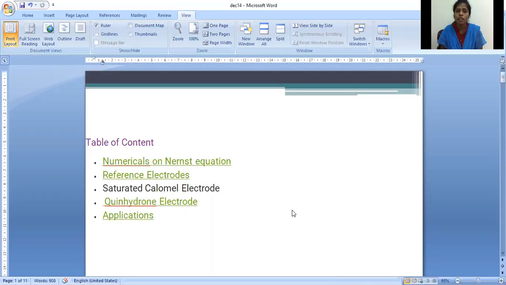So now in this session, I'm going to explain numericals on the Nernst equation and reference electrodes. In reference electrodes, totally we have 3 electrodes. But today I'm going to explain 2 electrodes. One is the saturated calomel electrode and the other is the quinhydrone electrode. And one more electrode is there, the ion selective electrode, that is the glass electrode, that I will explain in the next class. And also the applications of the saturated calomel electrode and the quinhydrone electrode. So first let us see the numericals on the Nernst equation.